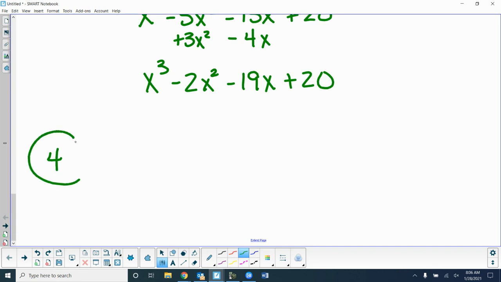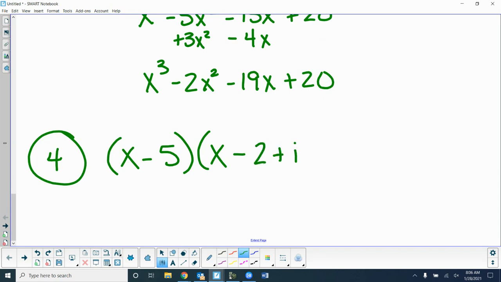This last one. Okay, some of you messed this up a little bit. Okay? We started the same way we started number 3. Right? x minus. There's 5. x minus. And it says 2 plus i. So you write 2 plus i. And then you write x minus again. And this one says 2 minus i. So that's what you write. Okay? Any issues with that?